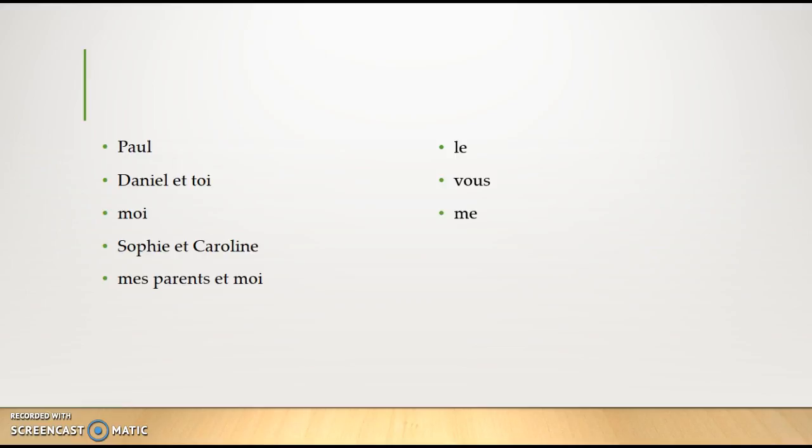Sophie et Caroline. I have two people here. Sophie and Caroline. I want to say them. Remember that is going to be les. Mes parents et moi. My parents and I, or me. So whenever you're including yourself plus another group of people, you know that's going to be like nous, us, or we, but in this case, us.